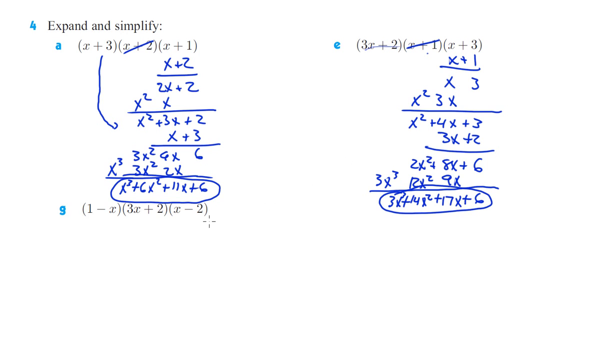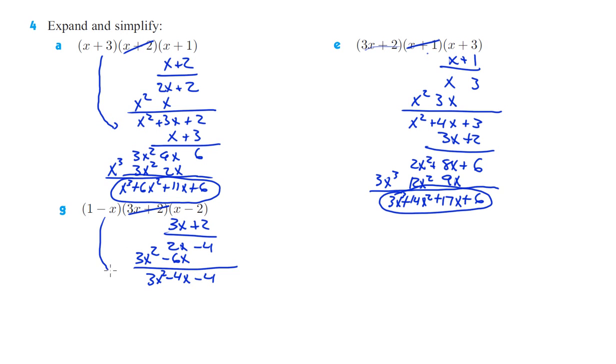Okay. Let's see. Let's try this one here. Ooh, we got minus x over there. They got x in a different spot. I'm just going to put this one underneath here, 3x plus 2. And then we'll get that one later. 2 times negative 2 is negative 4. 2 times x is 2x. 3x times negative 2 is negative 6x. 3x times x is 3x squared. Okay? Add those up, and I get negative 4, negative 4x, and 3x squared.